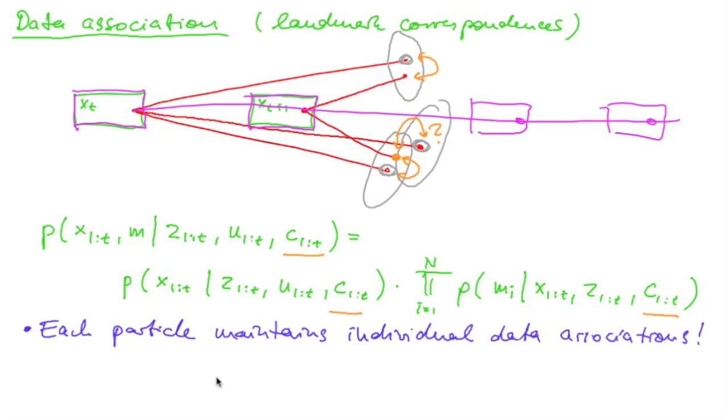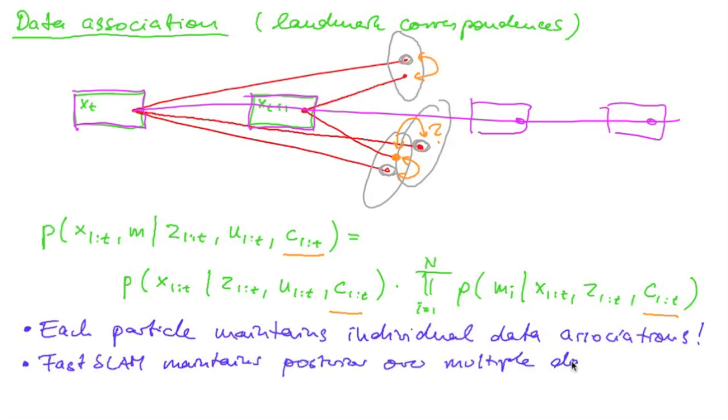So the difference between the extended Kalman filter SLAM and our particle filter SLAM with respect to the data associations is that our extended Kalman filter SLAM represents only one particular sequence of data associations, whereas our particle filter SLAM, or FastSLAM, maintains the posterior over multiple data associations. So each particle has its own sequence of data associations, which makes this type of filtering much more robust.